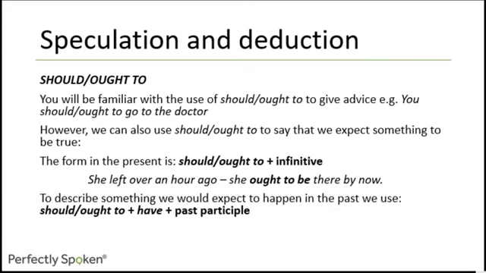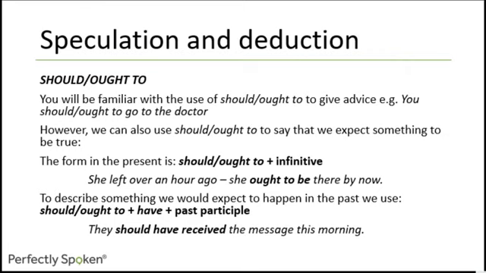Then also we can talk about the past. And in the past, we use, again, should and ought to, but this time we use have and the past participle. This is what we call the perfect infinitive, have plus the past participle. Okay, so an example is, they should have received the message this morning. We expect them to have received it. It was probably sent some time ago, so we expect them to have received the message.